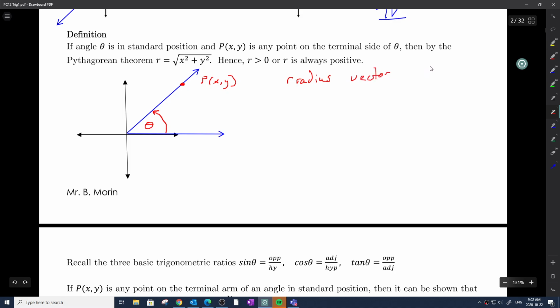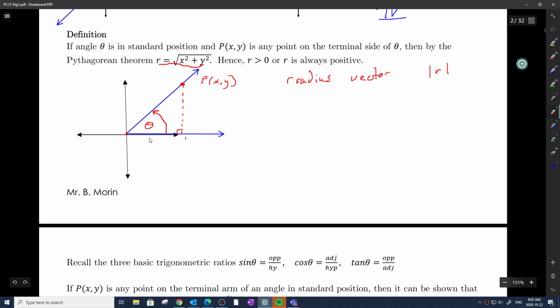And often it is denoted by the absolute value of r, simply because r is always going to be positive given by the formula. So I'll show you what r really is. r is the distance between the origin and this point on the terminal arm. I'm just going to make a picture of this. And if you notice, I created a right angle triangle with the closest x-axis.